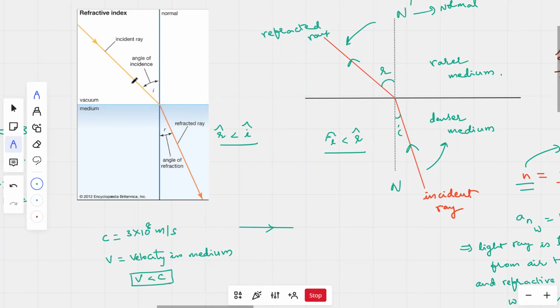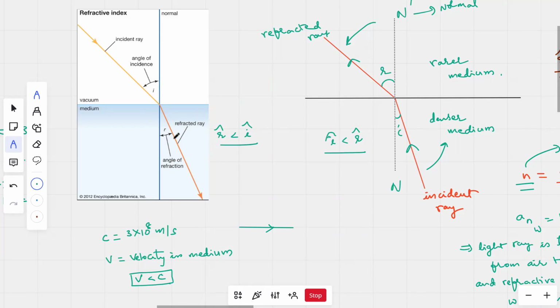Suppose the light ray travels from optically rarer medium to the optically denser medium. Because the light ray has to slow down, the angle of refraction is less than the angle of incidence. That you can make out with the picture. Understood? So this is the first one.